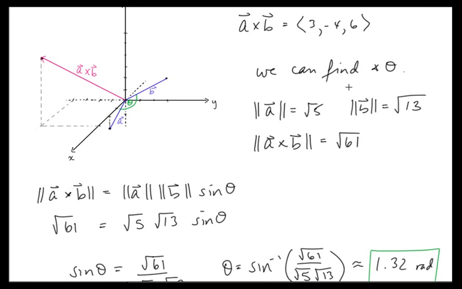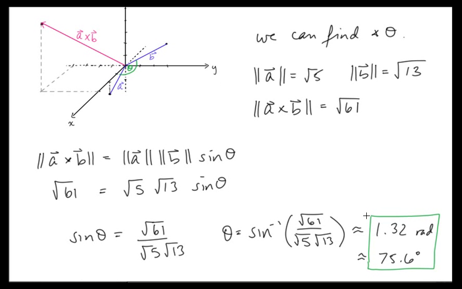And so how can we find theta? Radical 61 is equal to radical 5 times radical 13 times sine theta. So theta is approximately 1.32 or 75.6 degrees. And that gives us this angle between a and b.